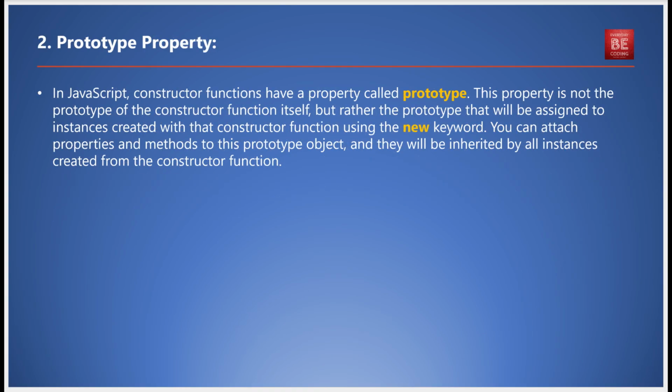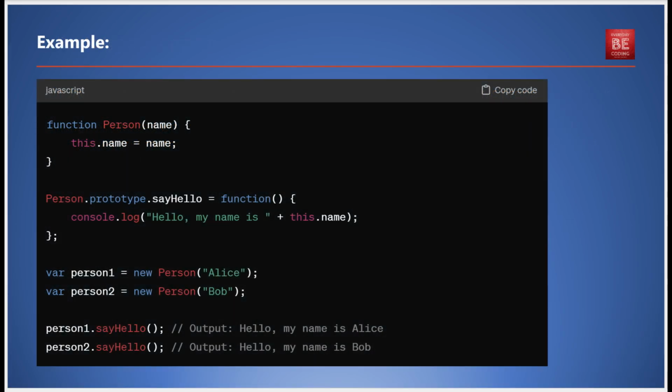Now let's talk about the prototype property. In JavaScript, constructor functions have a property called prototype. This property isn't the prototype of the constructor function itself, but rather the prototype that will be assigned to instances created with that constructor function using the new keyword. By attaching properties and methods to this prototype object, they will be inherited by all instances created from the constructor function. For instance, consider a Person function with the name property.